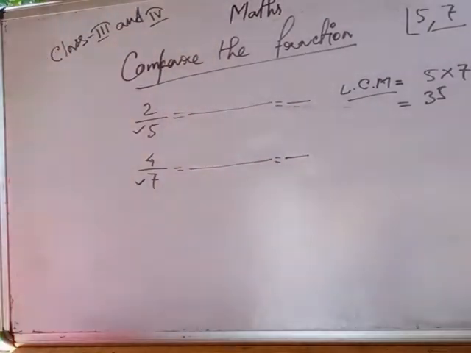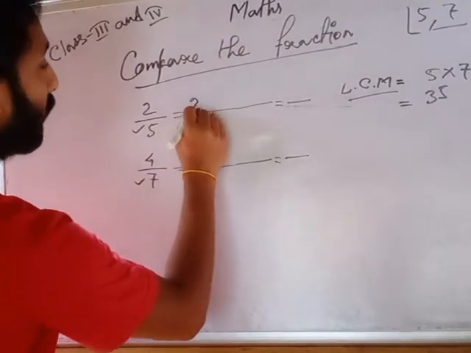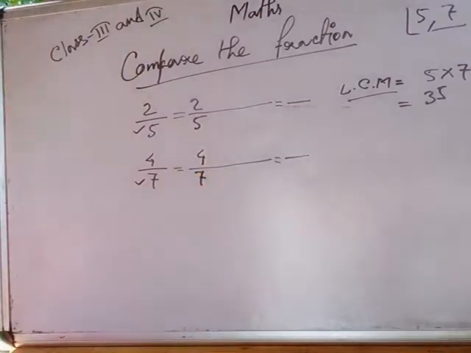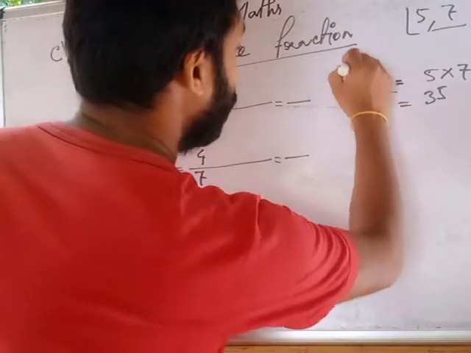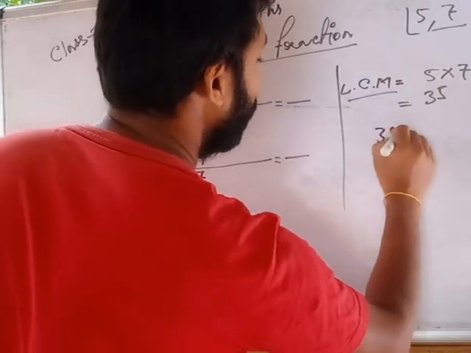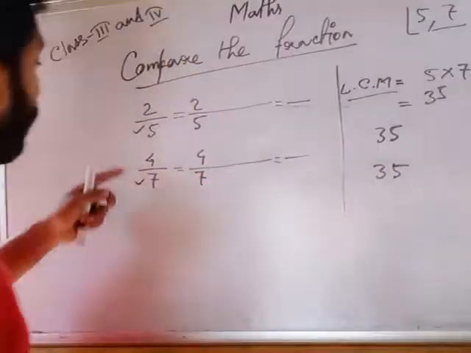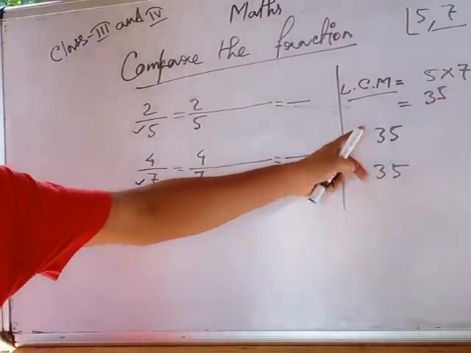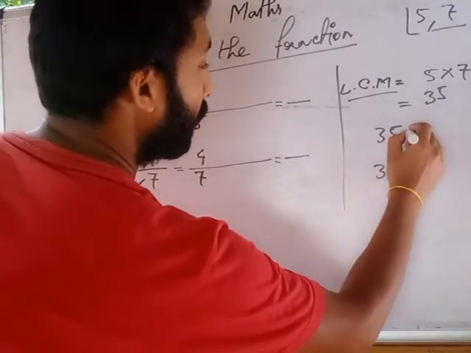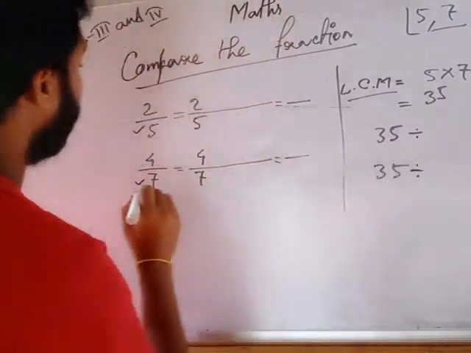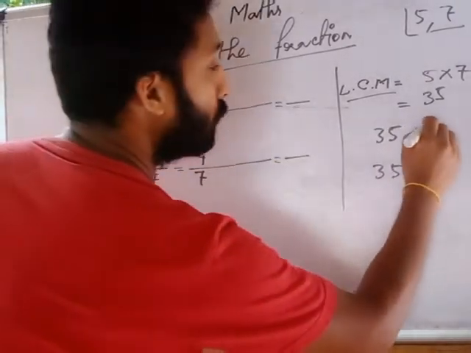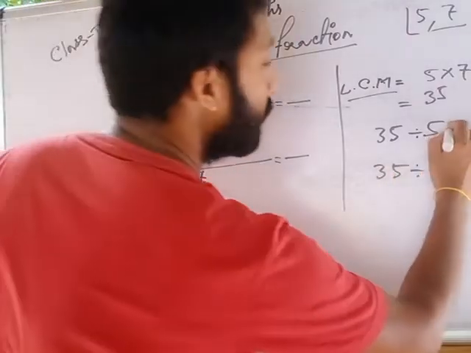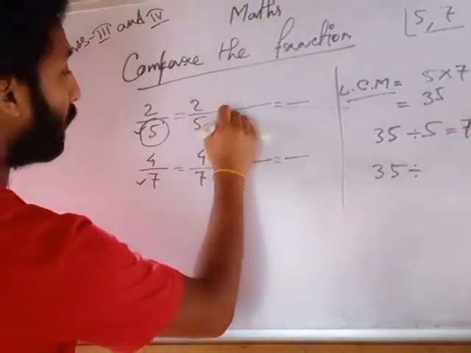After that, draw a big line and a small line. Then we write this fraction here and this fraction here. Then we go to the rough portion. Because two fractions are there, we should write 35, 35, two times the LCM. After that, divide. Here is 5, so we divide 35 by 5, it is 7, so we should multiply with 7.